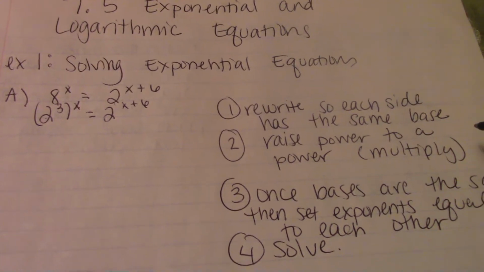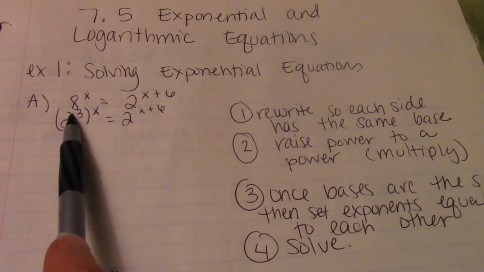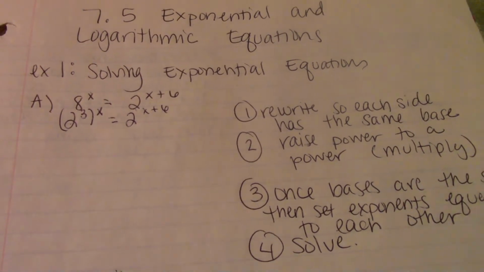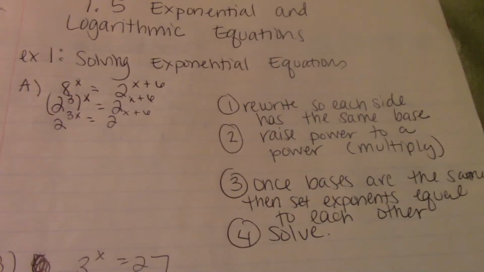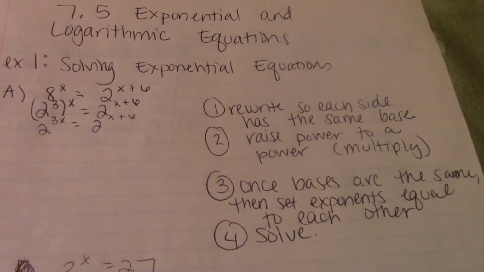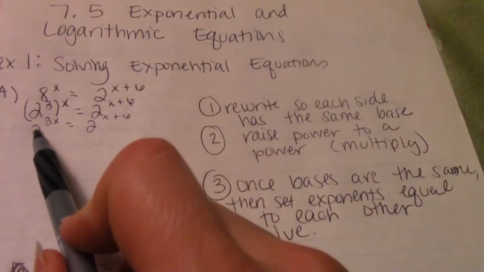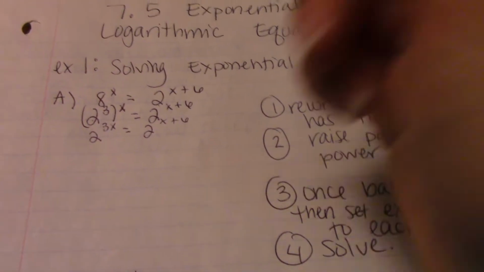Step 2, raise the power to a power. So this is the power to a power. We're going to multiply those two. So 2 to the 3x equals 2 to the x plus 6. 3 is once the bases are the same, then set the exponents equal to each other. So this 2 and this 2 kind of just cross each other out. So I'm just going to set this 3x equal to this x plus 6.